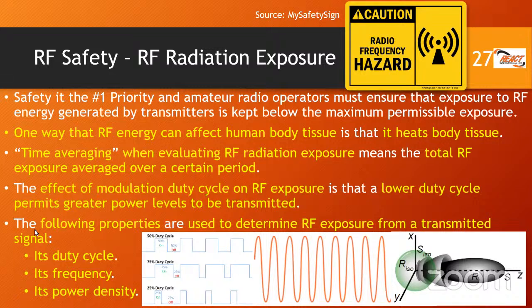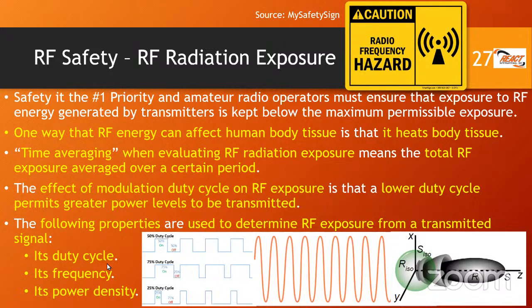So also, when we are talking about determining the maximum permissible exposure limits from RF, there are some parameters about our signal that we need to be mindful of, we need to be aware of when we are doing our calculation as well. And these parameters are also part of an exam question. We'll ask you what are the properties that are used to determine RF exposure from a transmitter.